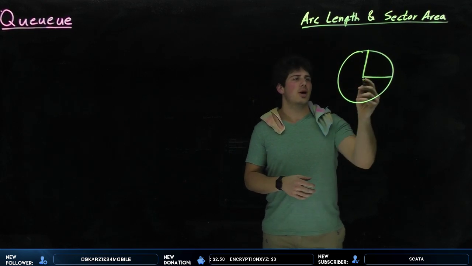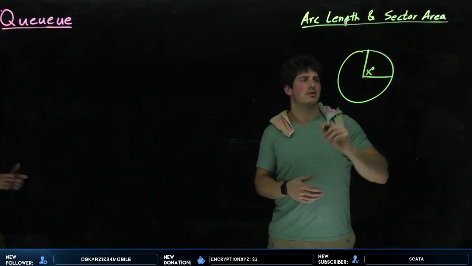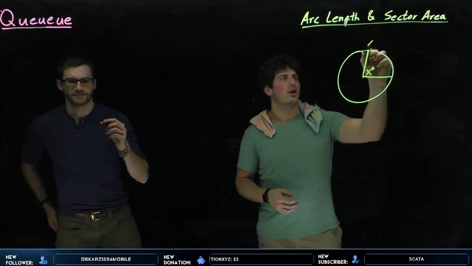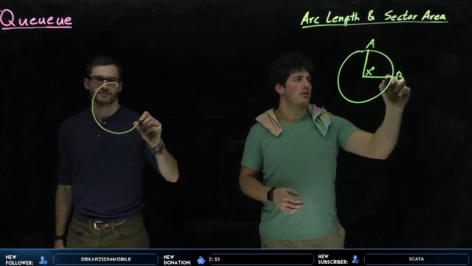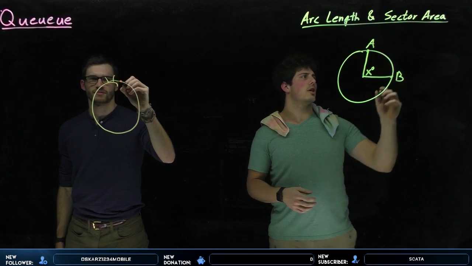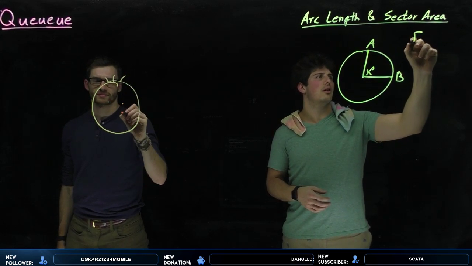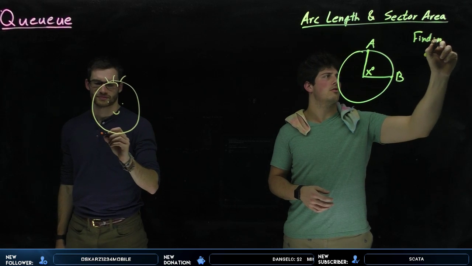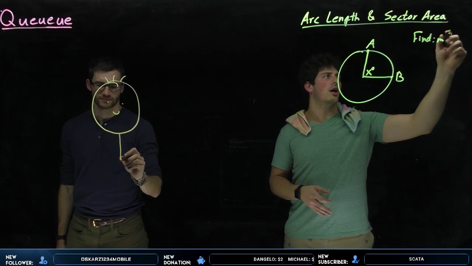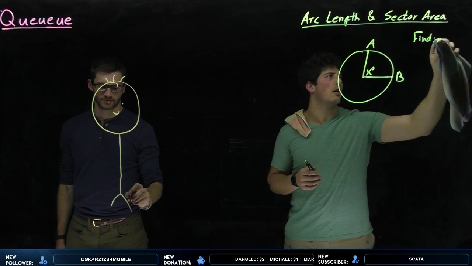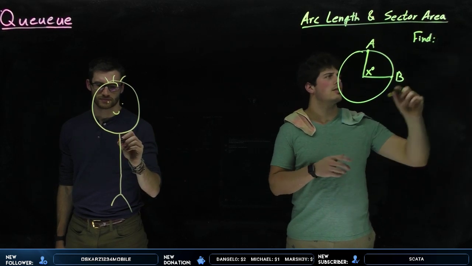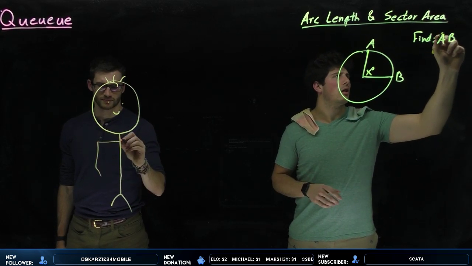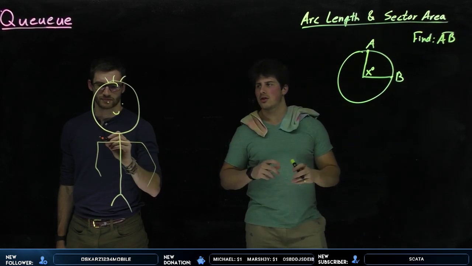All right, let's say we have a central angle X, it's X degrees. We have points A and B on the circle, and I'm trying to find the measure of, not measure, the length. I want to find AB. So at this point, they will normally tell you to stop.